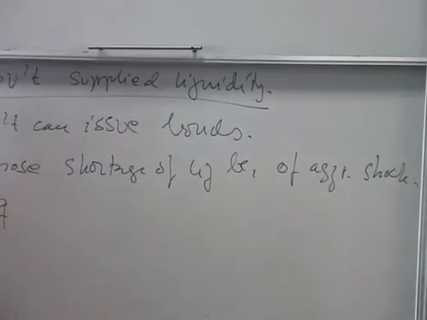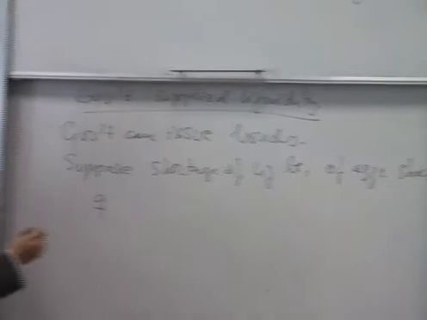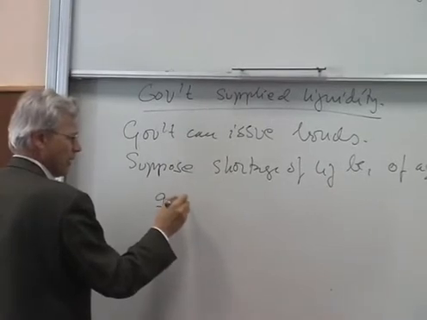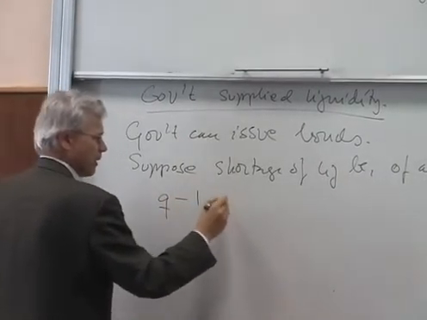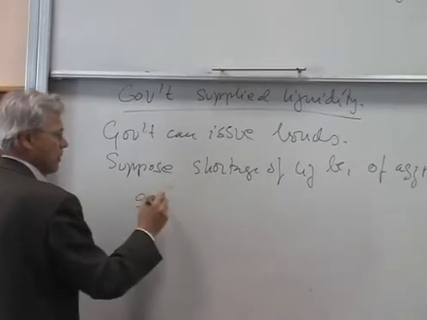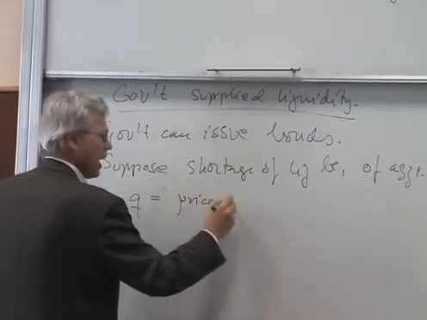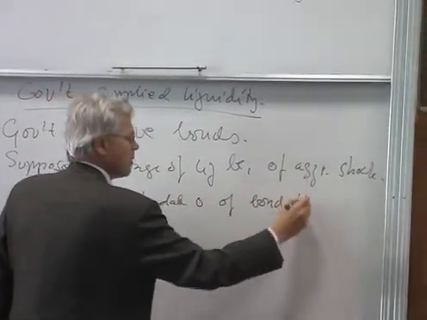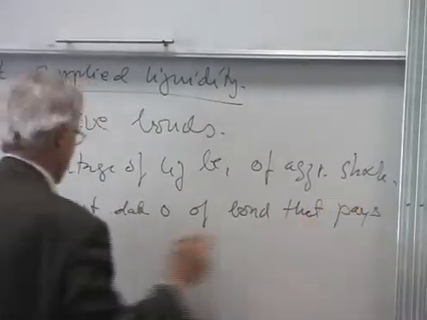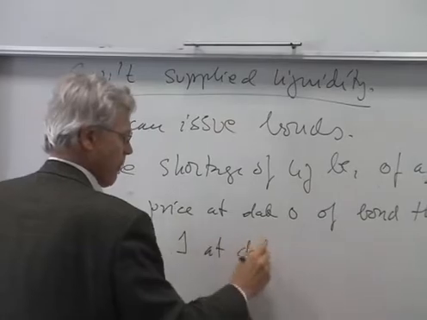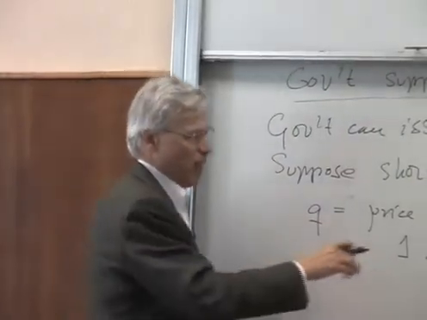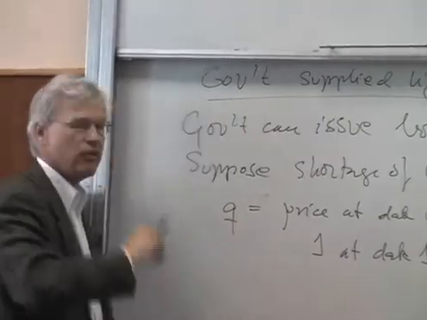Then what I want to emphasize is that you can have a liquidity premium. So let's define Q: Q is the price at date 0 of a bond that pays 1 at date 1. This is simply an instrument whereby you can transport 1 unit of a good, or we can think of it as $1 perhaps, but there's no money here, from date 0 into date 1.